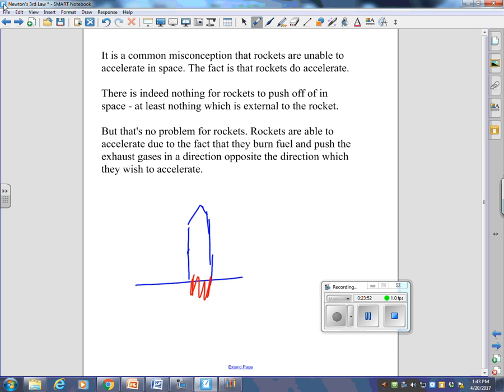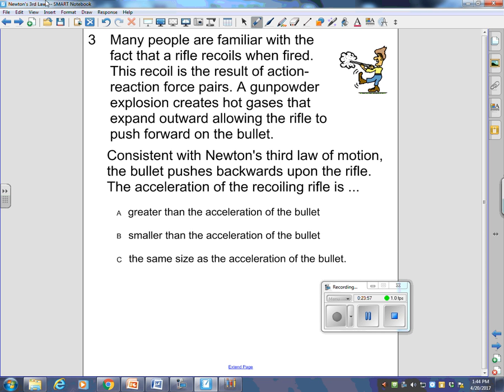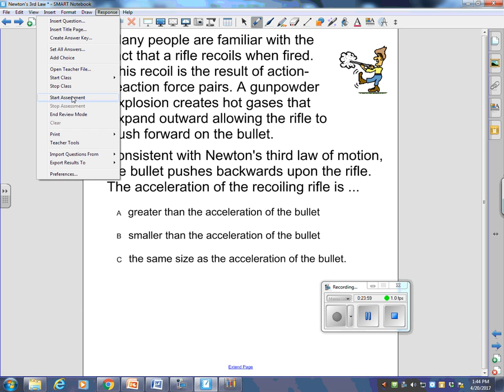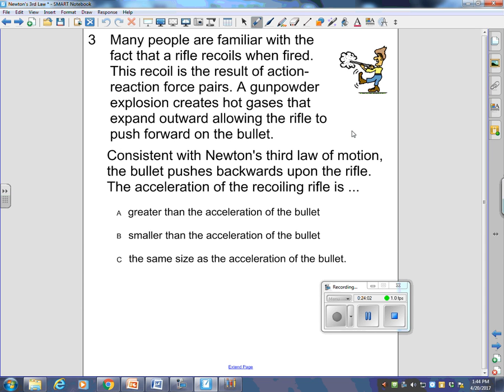Haven't been to the danger zone for a long time though. Oh, I got question number 3. You lied to me. Cool. I don't know, it said finish on here. Okay. Well, there's number 3.